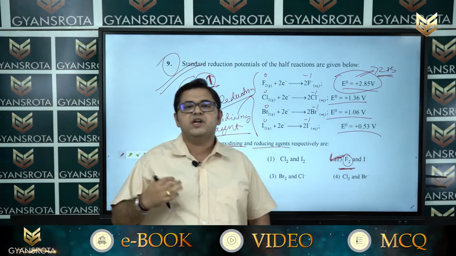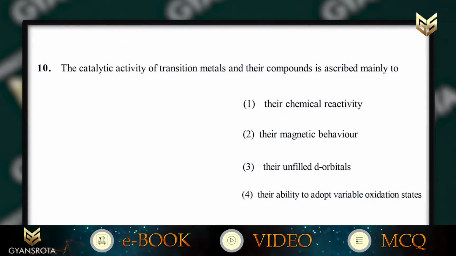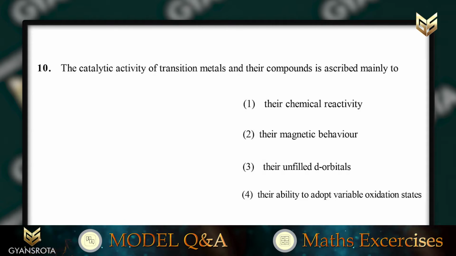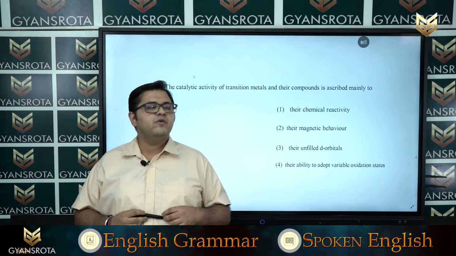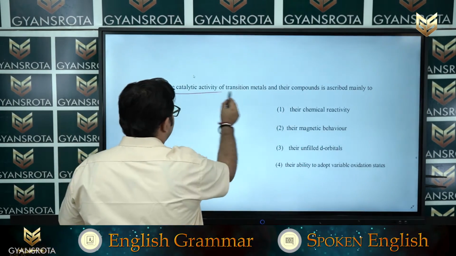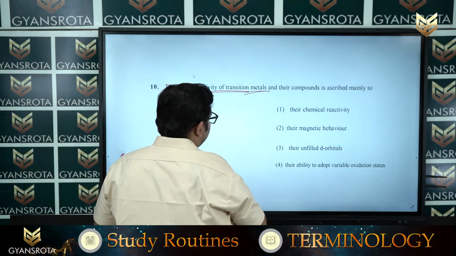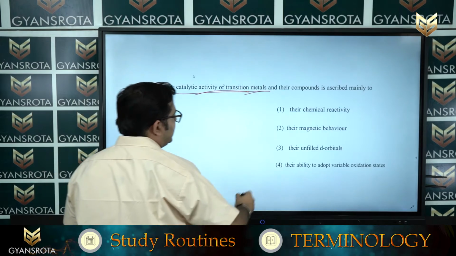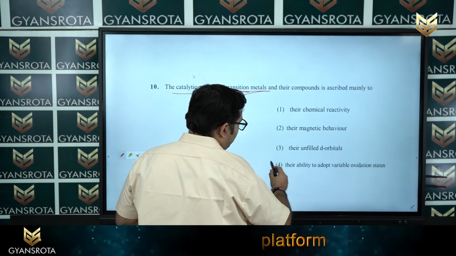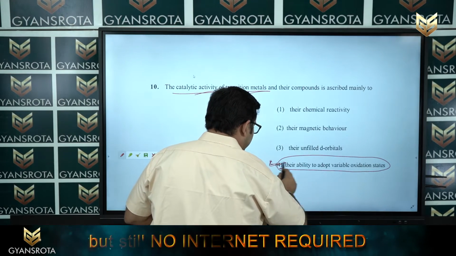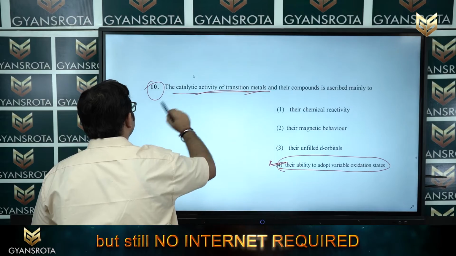So now we are moving to the next question, that is question number 10. So question number 10 is on your screen. The catalytic activity of transition metals and their compounds is ascribed mainly to. So now we are moving to the solution part. Now the catalytic activity of transition metals is due to the variable oxidation states. Now if you see in the options, option number 4, their ability to adopt variable oxidation state, is the correct answer of your question number 10.